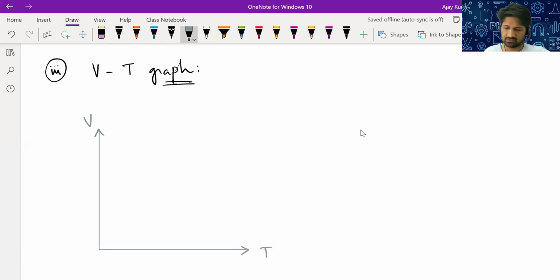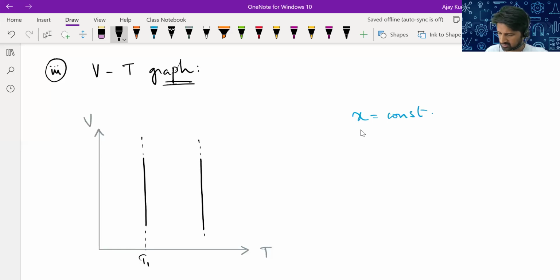But suppose you take temperature on x-axis, again, x coordinate will be constant because it is isothermal process. Therefore, the graph looks like this. Volume may increase or decrease, but temperature should remain constant. So depending on the temperature at which the gas process is carried out, you will get the graph.